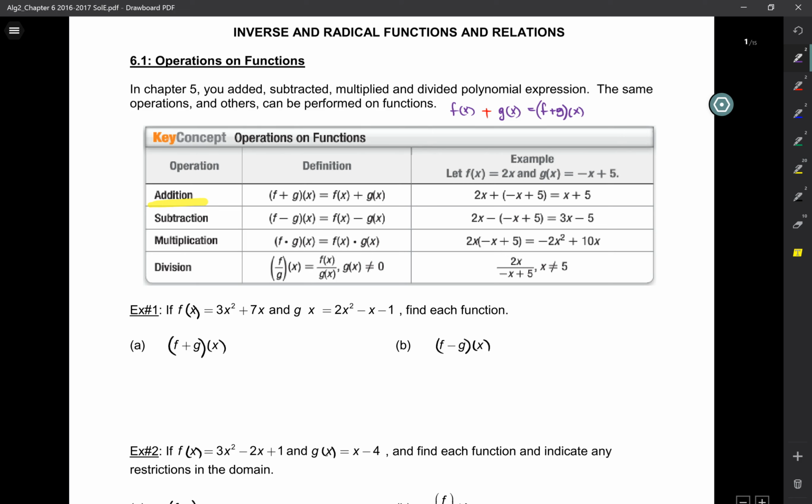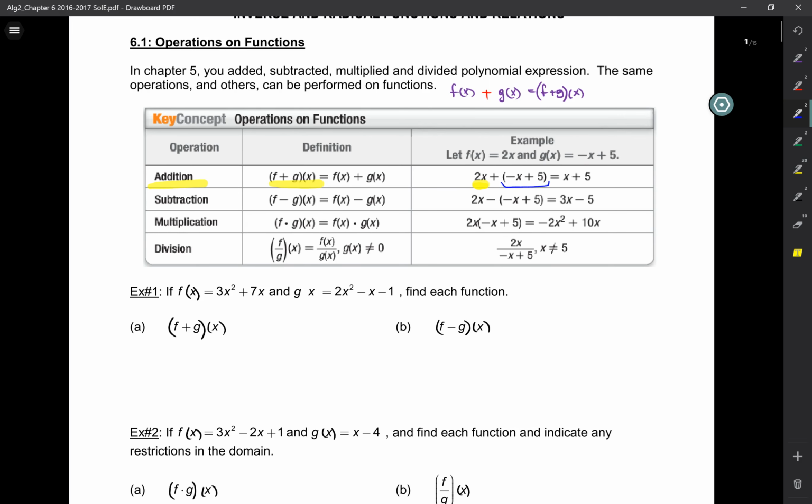All right, and all you have to do if you have f plus g of x is you take one function, you take another function, you add them. How do we add functions? You just combine like terms, just like you've been doing since your Algebra 1 days. Well, what about the subtraction? The notation for that is f minus g of x. And again, you take your f, you take your g, and you subtract them.